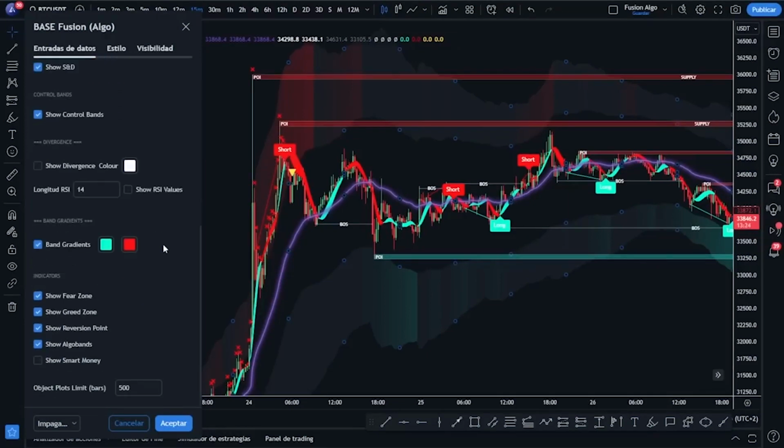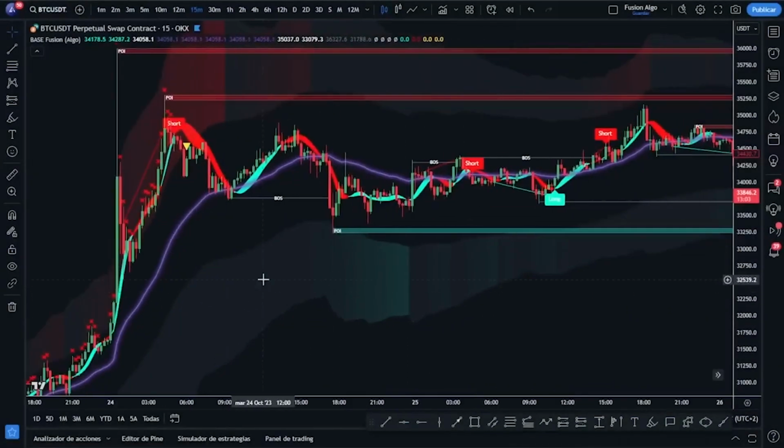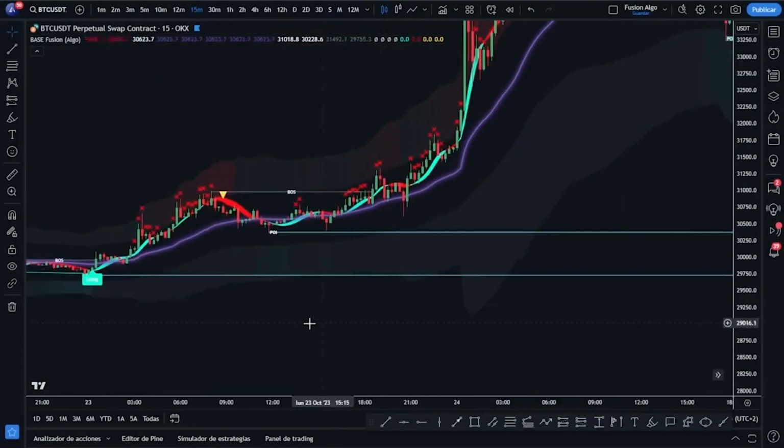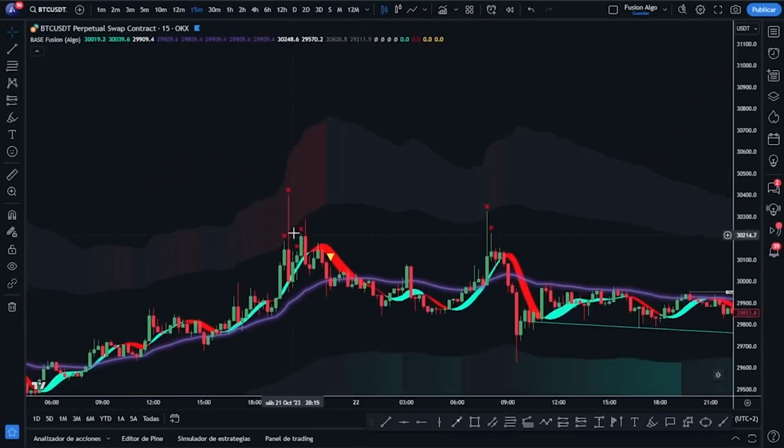And now we go to other additions, such as extreme fear zones and extreme euphoria zones. These are marked by these red and green crosses. The extreme euphoria zones are obviously the red ones, when the price continues to rise but we begin to have enough downward pressure, so we must start to be careful.